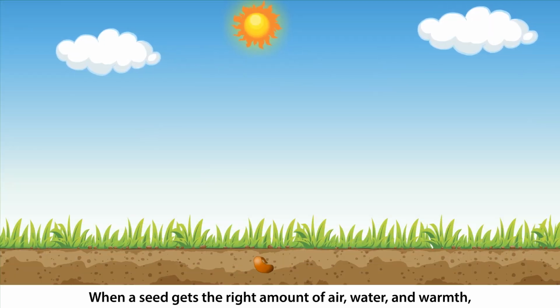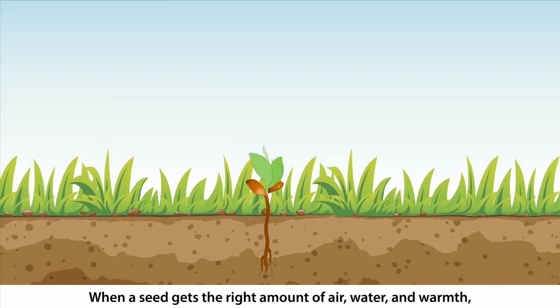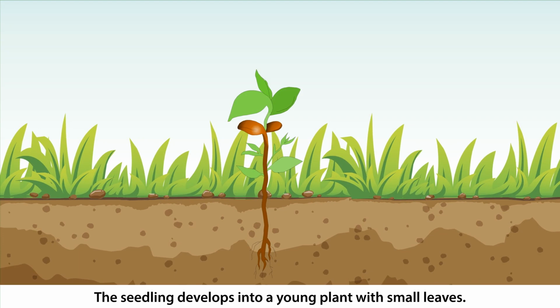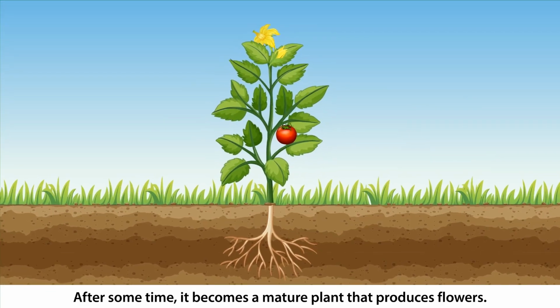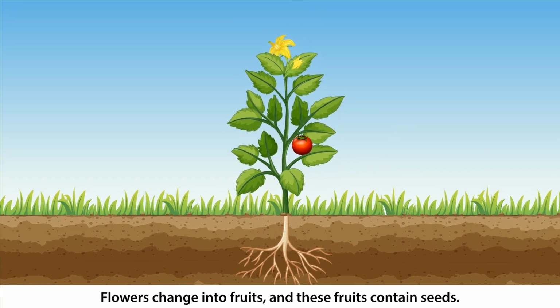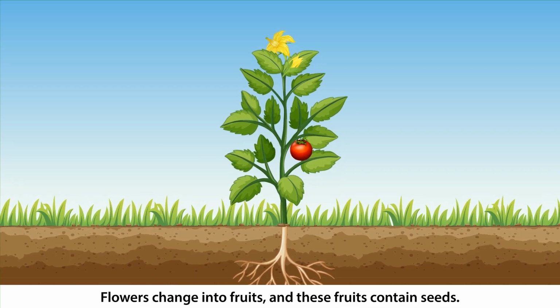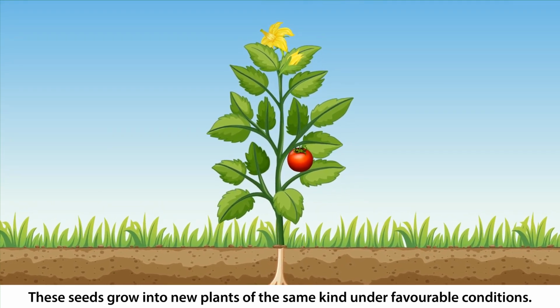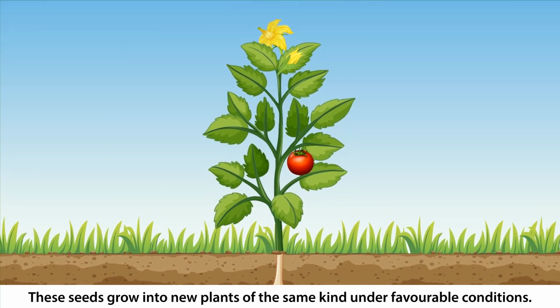When a seed gets the right amount of air, water, and warmth, it grows into a small plant called the seedling. The seedling develops into a young plant with small leaves. After some time, it becomes a mature plant that produces flowers. Flowers change into fruits, and these fruits contain seeds. These seeds grow into new plants of the same kind under favorable conditions.